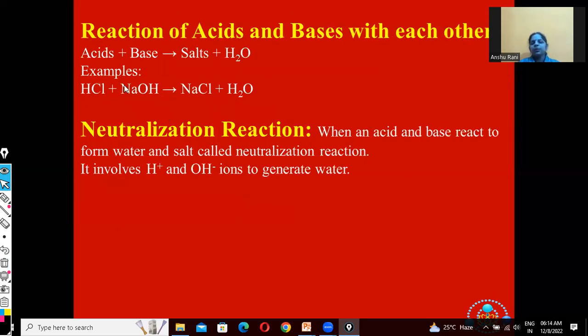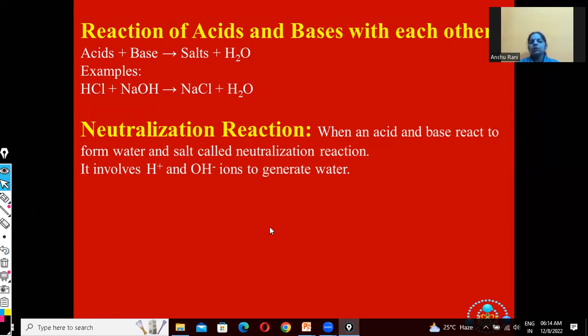Then acid plus base, when they combine with each other, give you a neutralization reaction. HCl plus NaOH gives you again NaCl salt plus water. It is NaCl plus H2O. What is a neutralization reaction? When acid and base combine together, they give you a neutralization reaction.